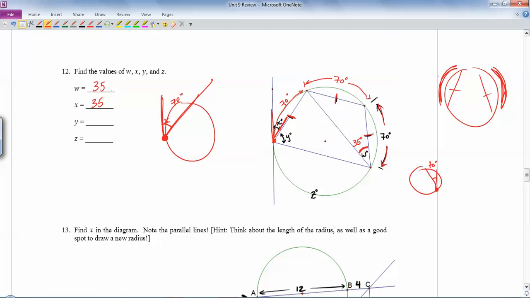Actually, I'll take off the degree signs. Let's see, angle Y. So here's Y. Y is also an inscribed angle, right there. And that opens up to two 70s put together. So it opens up to 140 degrees. So Y is going to be half of 140, which is 70.